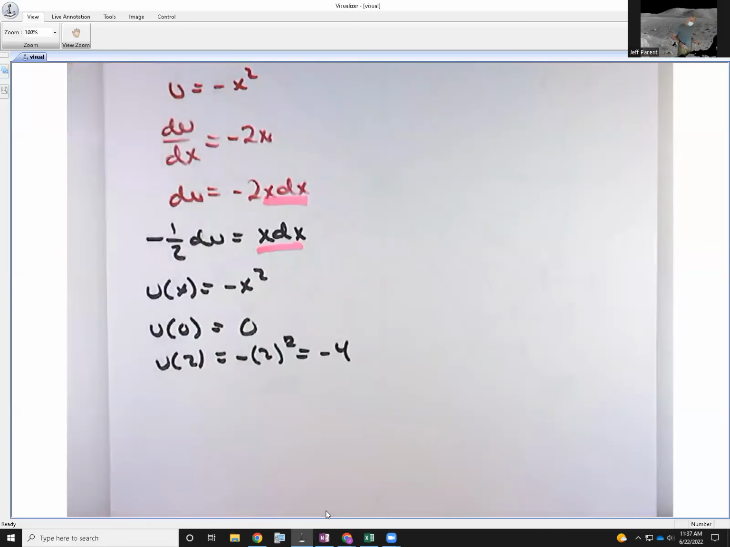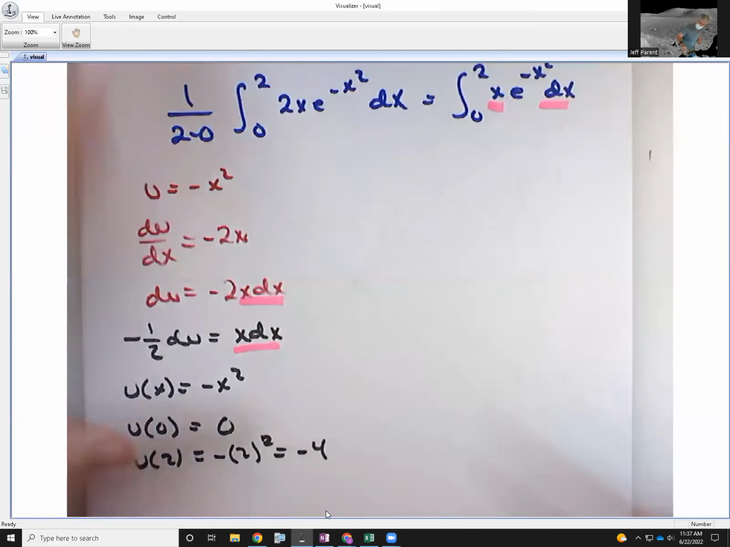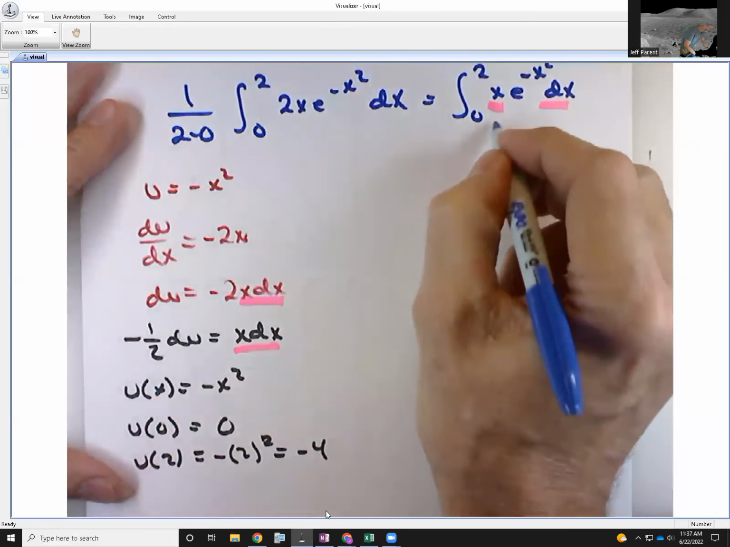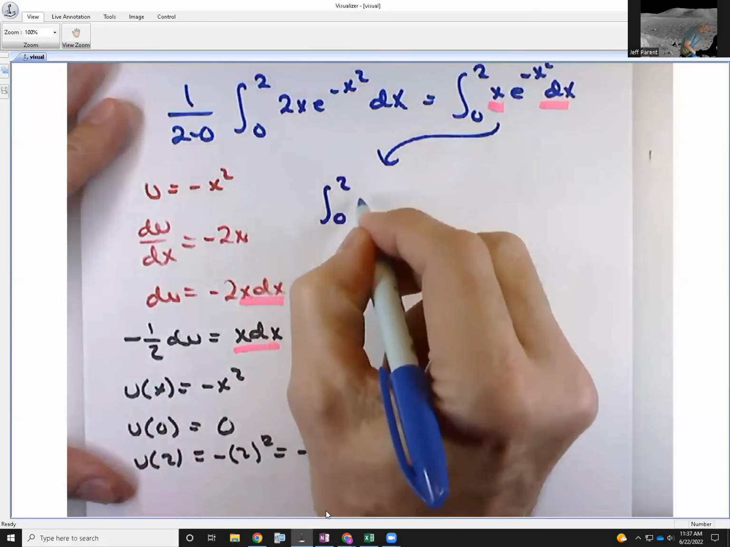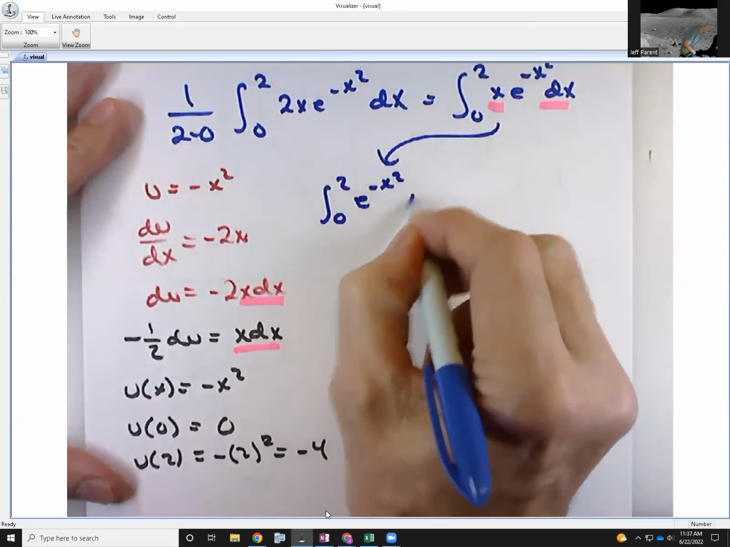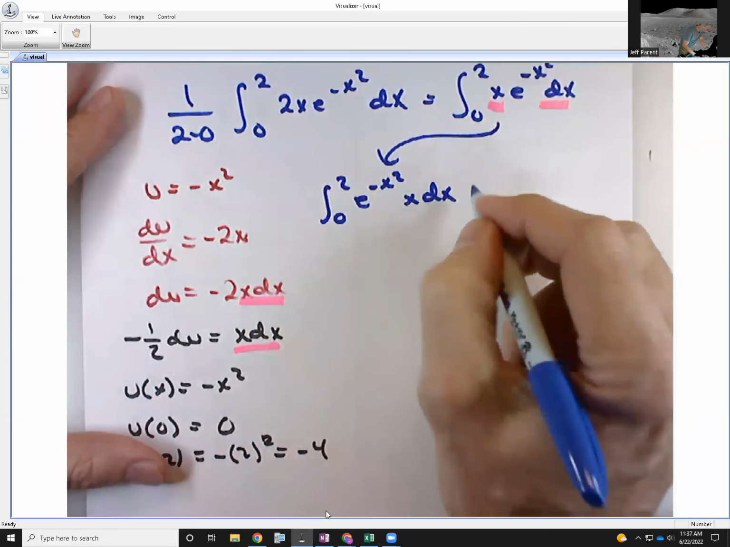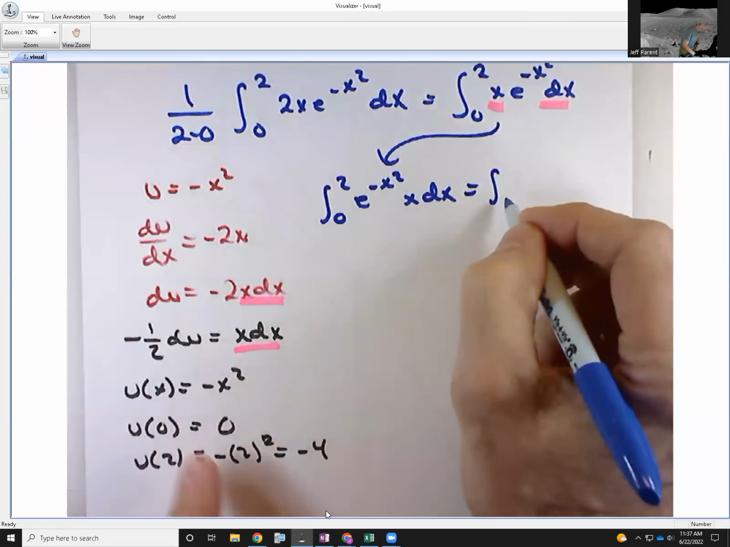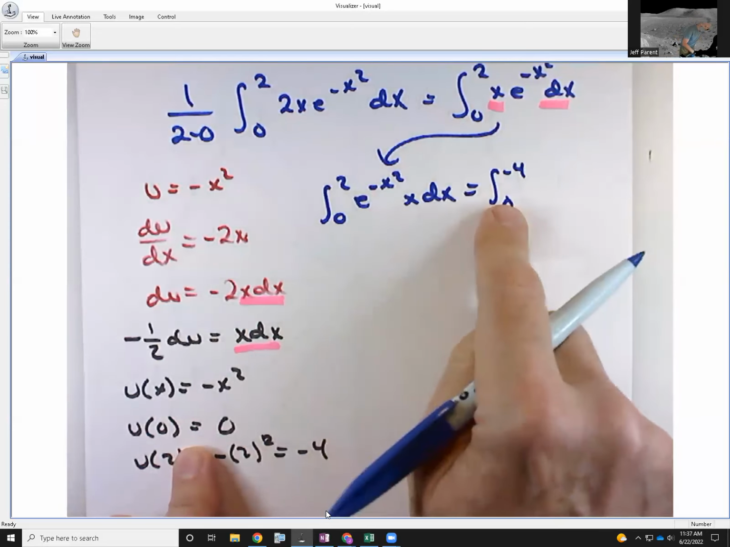Nice. Now this gives us a chance to talk a little bit about a little trick or property of integrals that I haven't mentioned before. So let's substitute in all this stuff here and see what we get. Now let me bring this down here. I'm going to reorder this as the integral from 0 to 2 of e to the negative x squared x dx. And with that, I can make a nice u substitution. It's going to be the integral from 0 to negative 4, which looks a little odd for us.